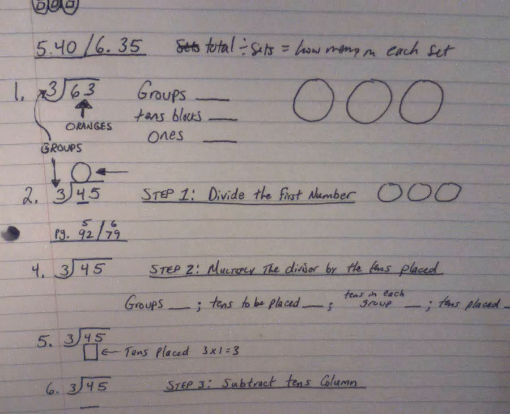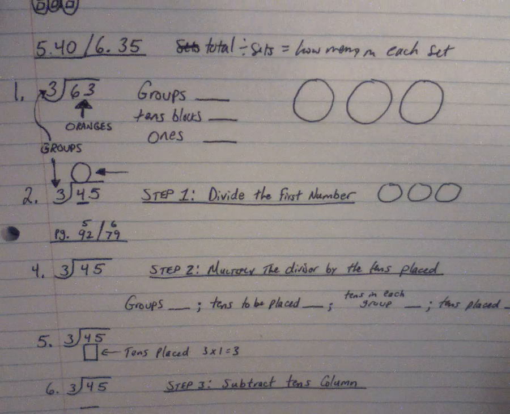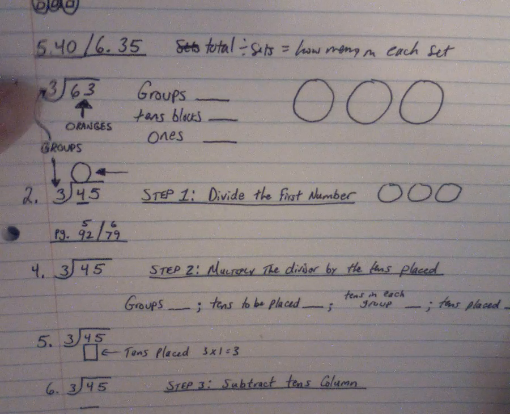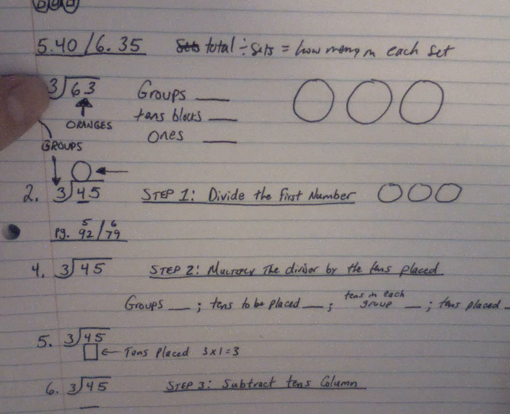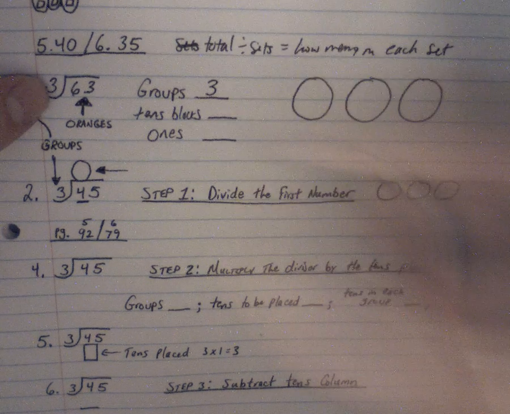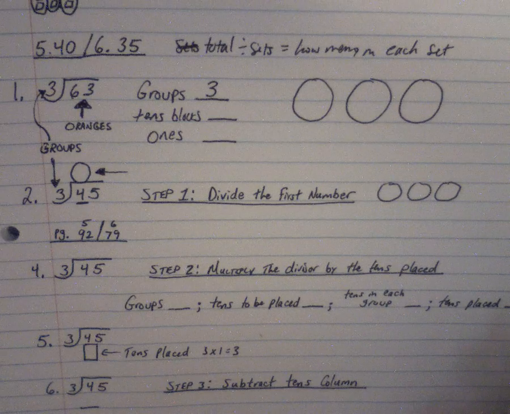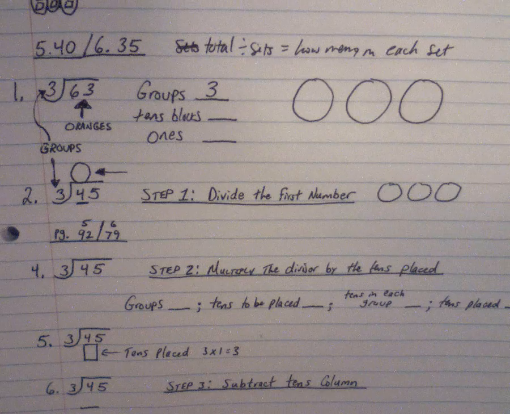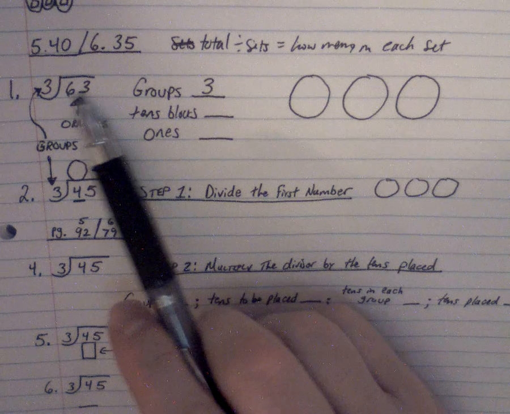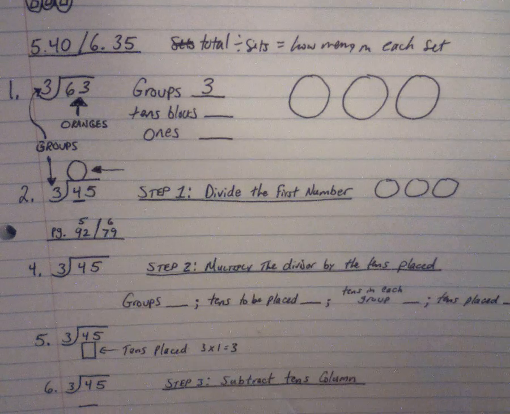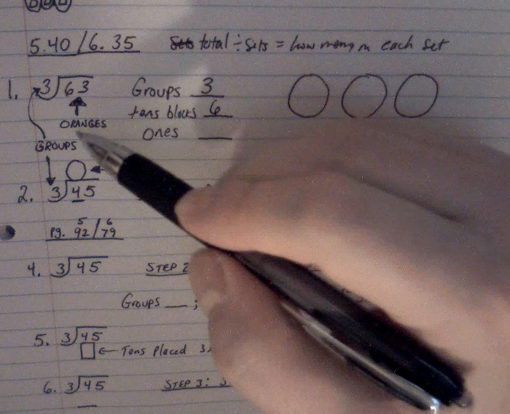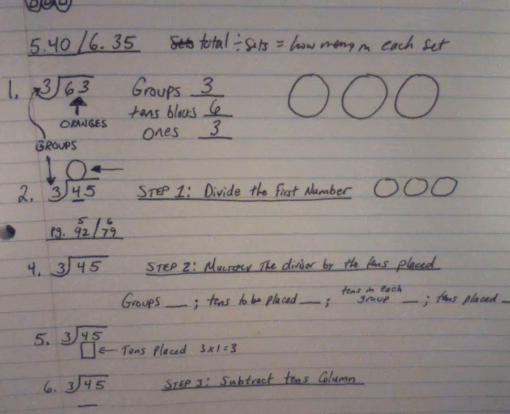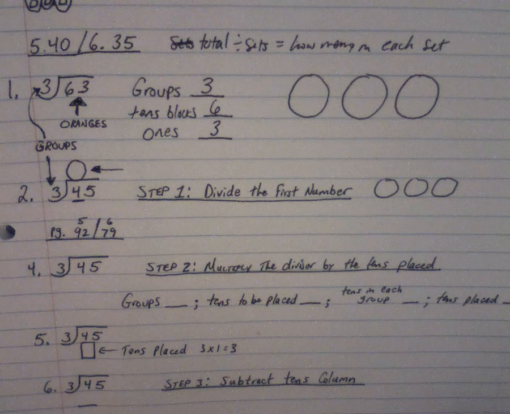So first of all, we need to know how many groups there are. Okay, so how many groups do we have? So the groups is always the divisor. So how many groups do we have? We have 3 groups. How many tens blocks do we have? What's in the tens place value? So if you remember from place value, this is the ones, this is the tens. So how many are in the tens? 6. How many are in the ones? We have 3. So what we're going to do is we're just going to divide this up.